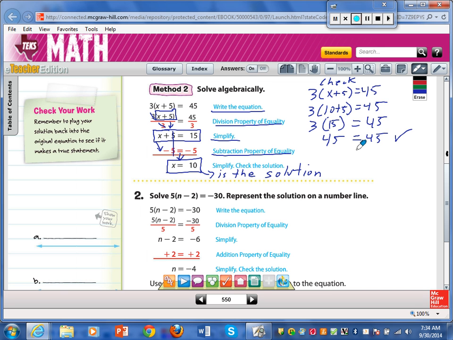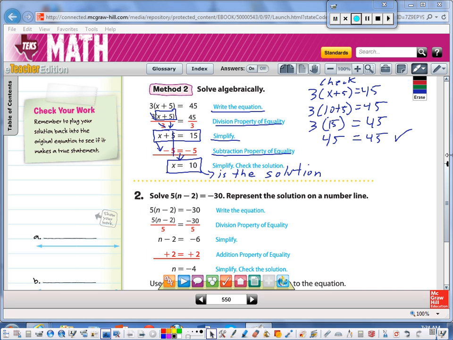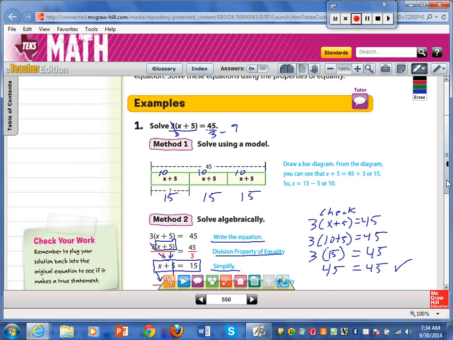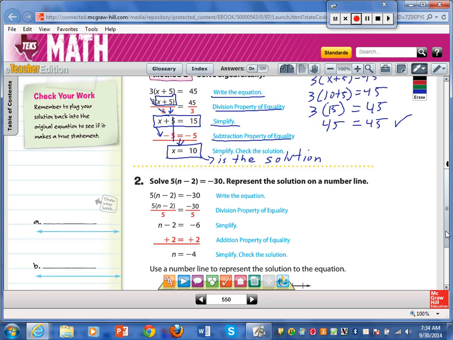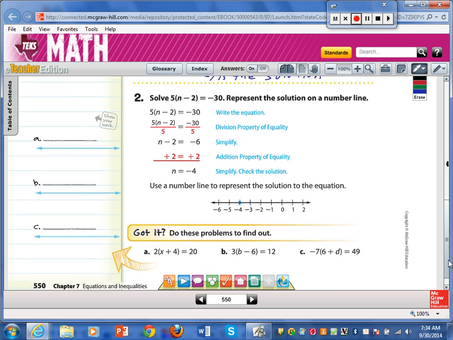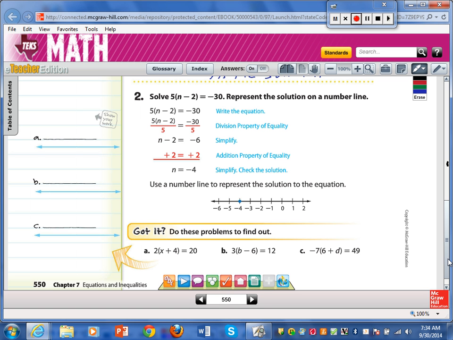Let's go ahead and do example number 2. Here we go. All right, so this one is another simple enough. You have your equation here. 5 times (n minus 2) is equal to negative 30. It says represent the solution on a number line.